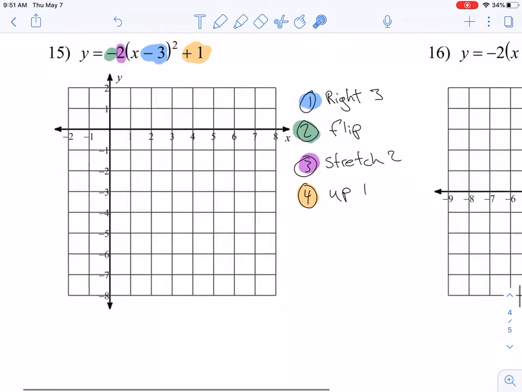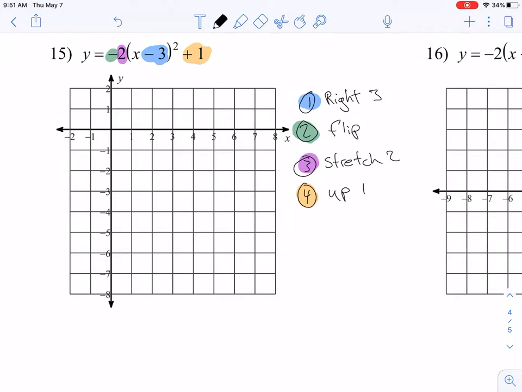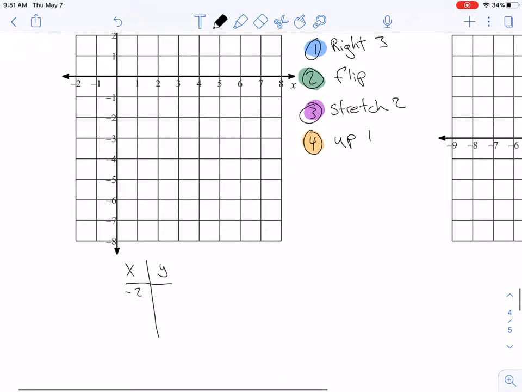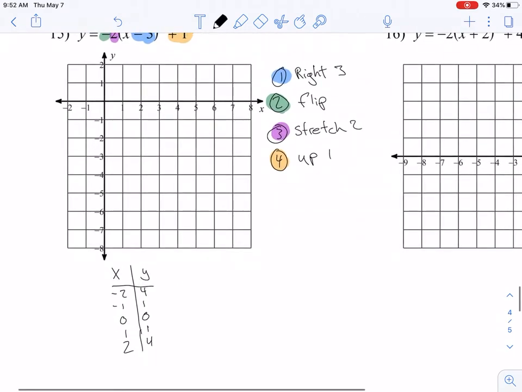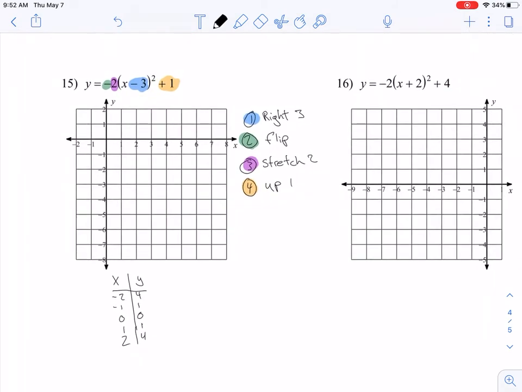So when we do our parent table, we start with our standard parent table: -2, -1, 0, 1, and 2. And we have 4, 1, 0, 1, 4. Our parent table always has the same values. We use these 5 values. I mean, we could build out as big as we want, but 5 values are usually enough.